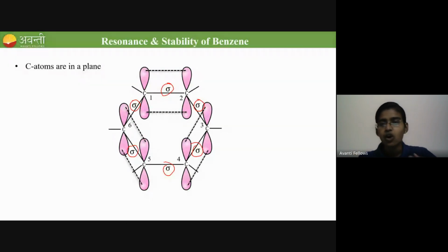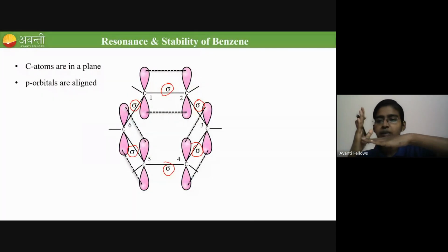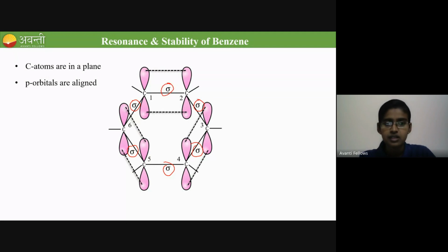Now all the carbon atoms are in a single plane. The p orbitals are aligned perpendicular to that plane. This is the plane. All the p orbitals are parallel to each other, and each p orbital overlaps sideways to form a pi bond. So this is 1 pi bond, this is the second pi bond, and this is the third pi bond. So we have 6 carbon-carbon sigma bonds and 3 carbon-carbon pi bonds.